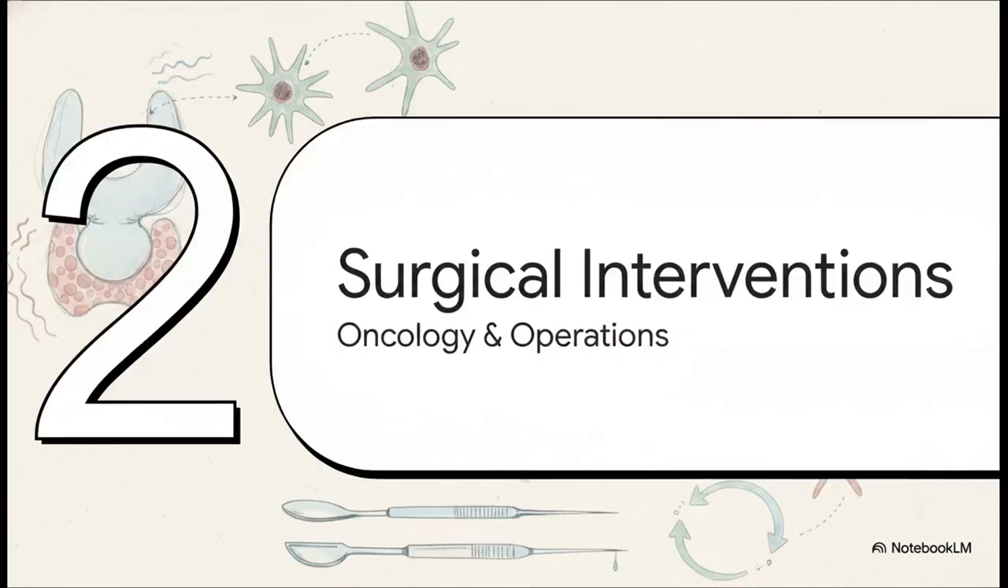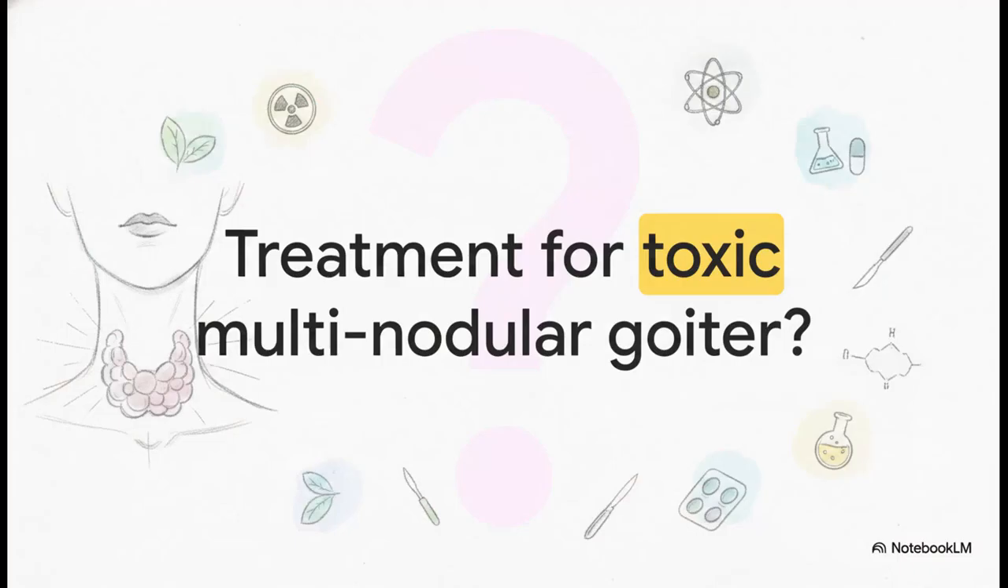All right, Section 2, Surgical Interventions and Oncology. With diagnostics out of the way, let's talk about managing those toxic goiters and identifying some pretty dangerous malignancies. Imagine you have a young, 36-year-old, highly symptomatic patient presenting with a toxic multinodular goiter. How do we definitively and safely manage this? Radiotherapy? Radioactive iodine? Just antithyroid drugs? Do we do an immediate total thyroidectomy? Or prep her medically before surgery?